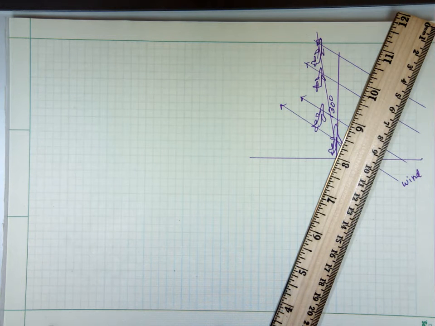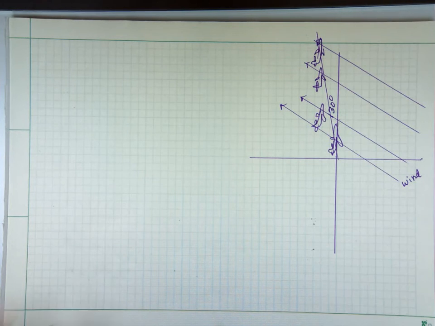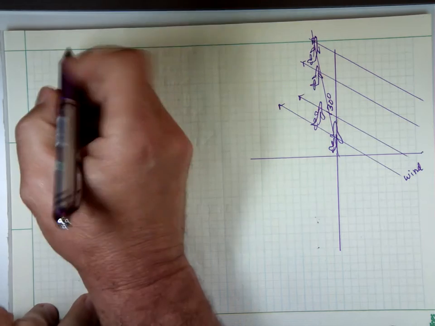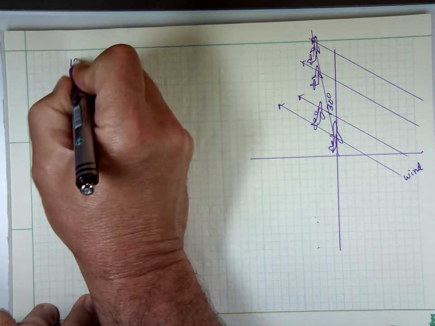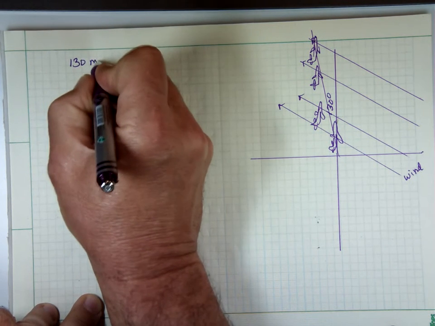So let's see what will happen to my plane. Let's say my plane was pointing here, speed of 130 miles per hour in a direction. I'm heading the plane in direction of what? 90 degrees? That's north.